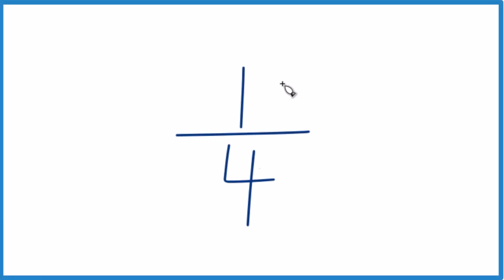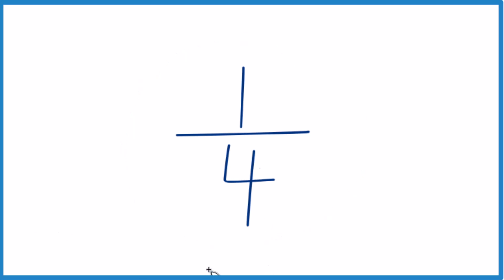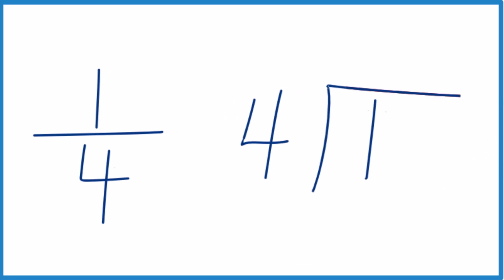In this video, we're going to write the fraction 1/4 as a decimal, and we're going to round it to the thousandths, hundredths, and tenths place. So 1/4, that means it's 1 divided by 4. We want to see how many times 4 goes into 1. So we could just write 1 and then see how many times 4 goes into 1.